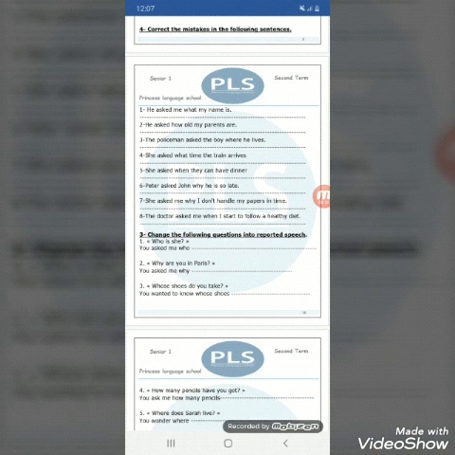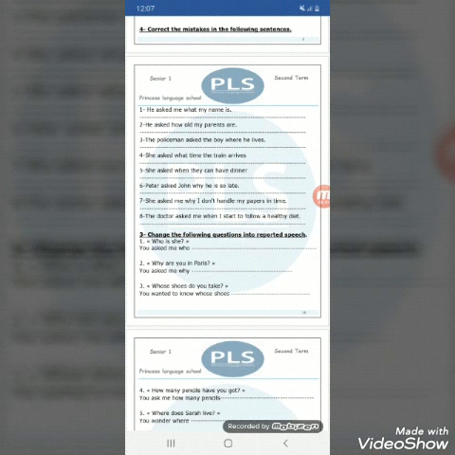Number 7. She asked me why I don't handle my papers in time. She asked me why I didn't handle my papers in time. And the last one, the doctor asked me when I start to follow a healthy diet. It will be the doctor asked me when I started to follow a healthy diet.